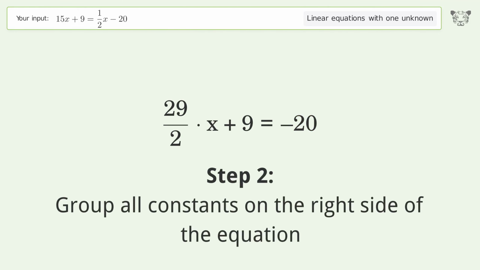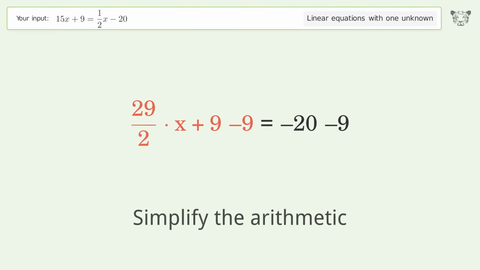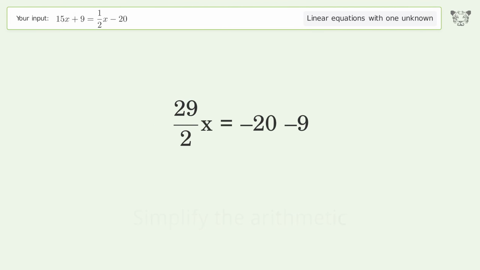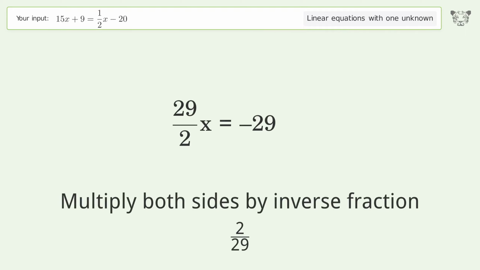Group all constants on the right side of the equation. Subtract 9 from both sides. Simplify the arithmetic. Isolate the x. Multiply both sides by inverse fraction 2 over 29.